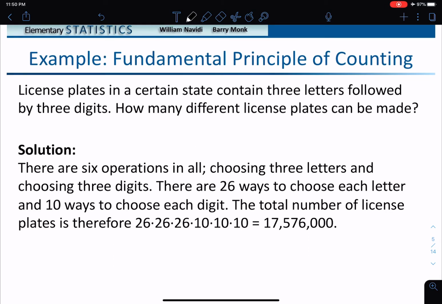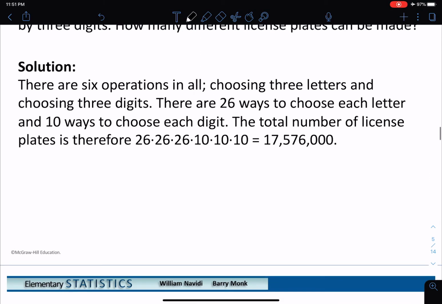Fundamental counting principle with license plates, with PIN numbers. How many different PIN numbers can you make? Things like that. Here it is. License plates in a certain state contain 3 letters followed by 3 digits. How many different license plates can be made? Now, making a tree diagram with this one would probably be nearly impossible. Let's see if we can think this one through, though.